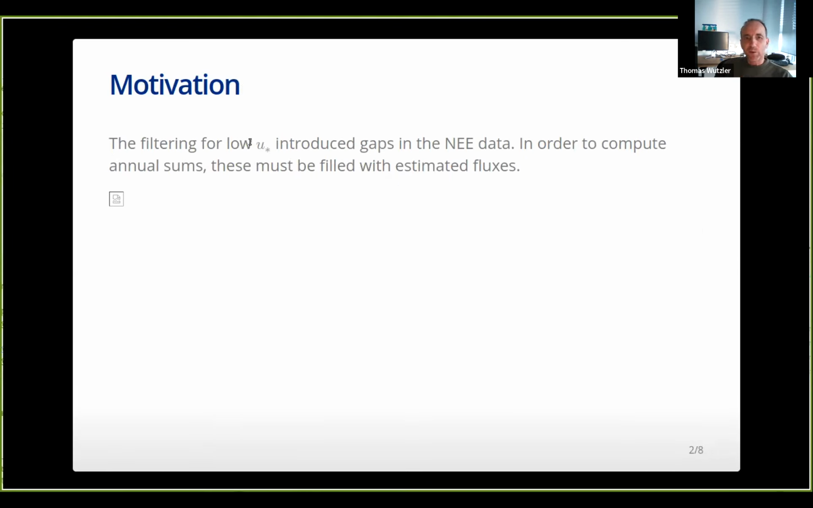So now when we filtered for these low u-star threshold values, and low u-star values, we have a lot of gaps in our data. And when we want to have annual estimates or monthly estimates or whatever, it is good to fill those gaps, because if we have many gaps during nighttime, and if we don't fill those gaps and only use the daytime records, we of course will overestimate the magnitude of them. So we replace those missing values by model values.